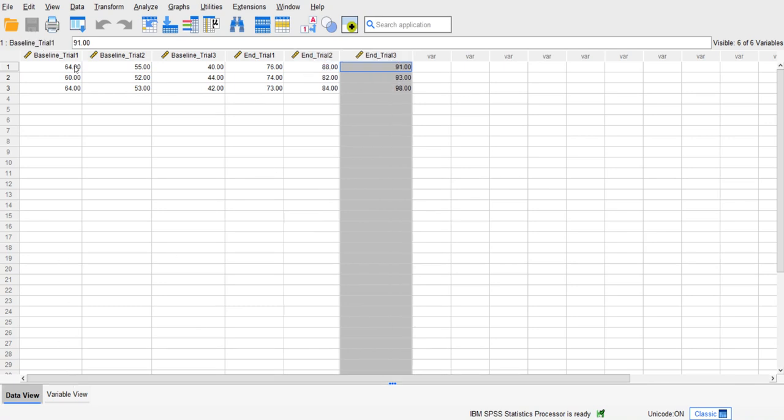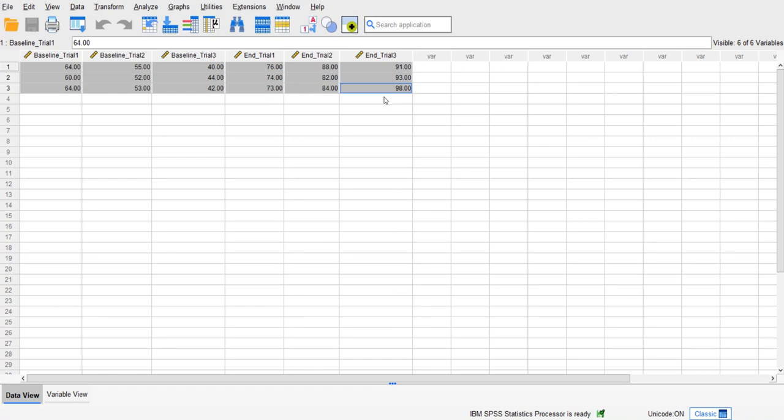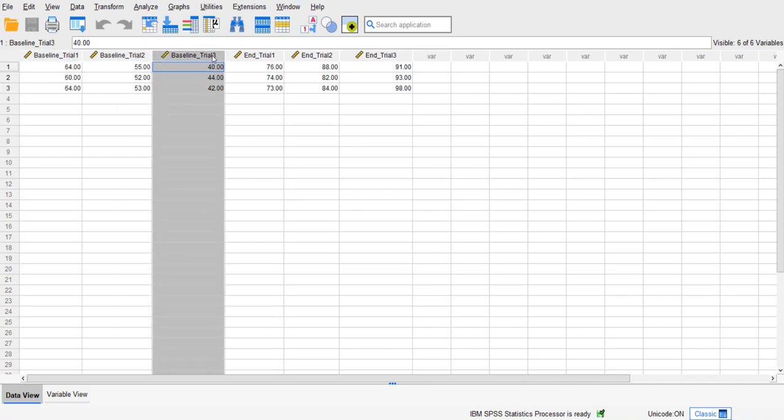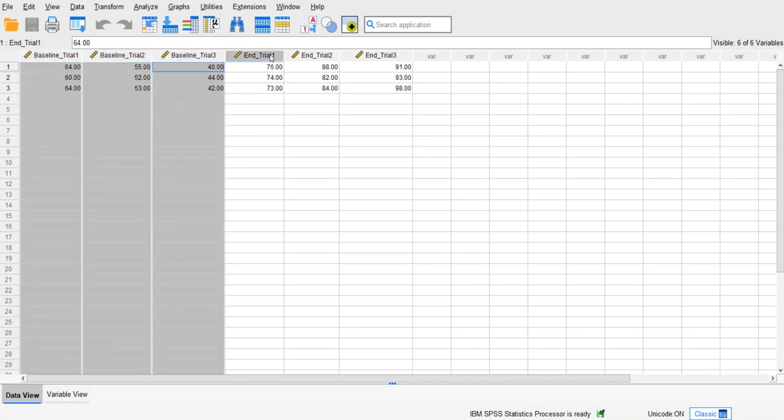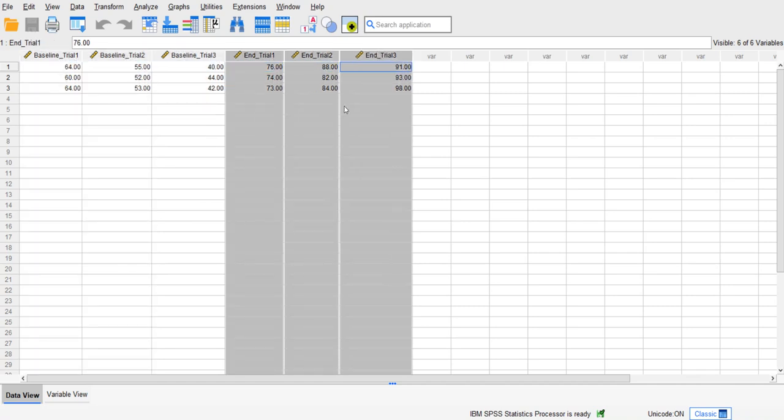Okay, so for this data, I've just made up some heart rate data. So essentially what we're trying to find out is whether heart rate is influenced by the trial, so trial 1, trial 2, trial 3, and is that different at baseline or at the end of an exercise bout, let's say.